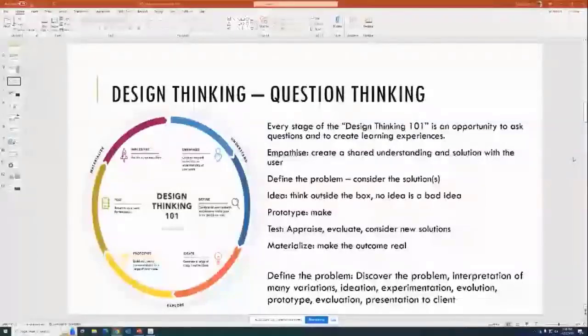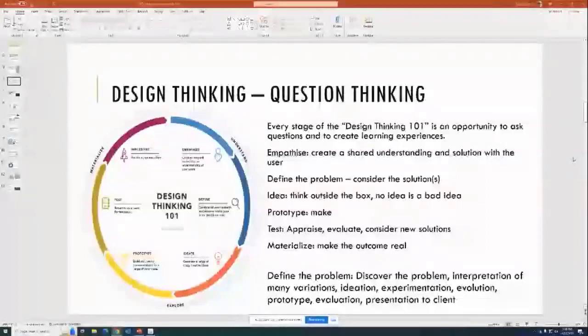All right, so every stage of the Design Thinking 101 is an opportunity to ask questions and to create learning experiences. So there is an issue, and through the whole stage of designing a solution, we can ask questions and we can have reconsideration of what it is that we're going through as a mental activity for designing the final product. Okay.